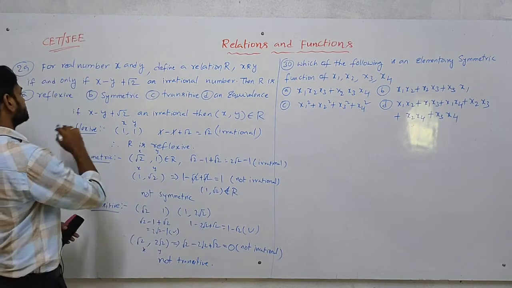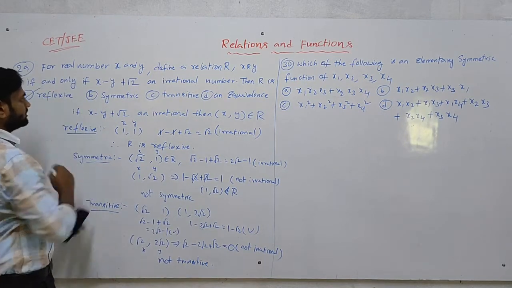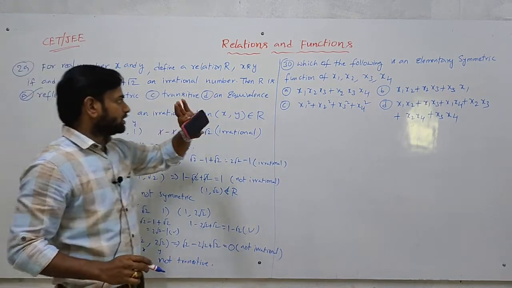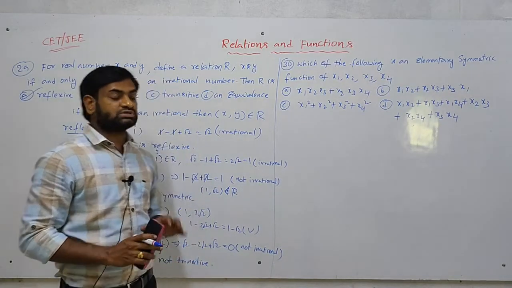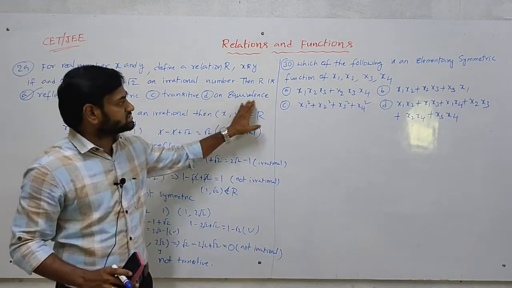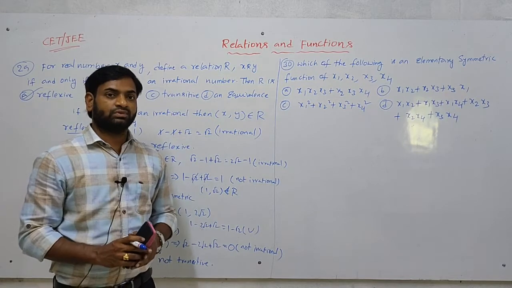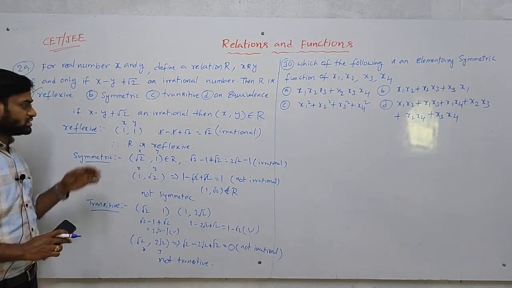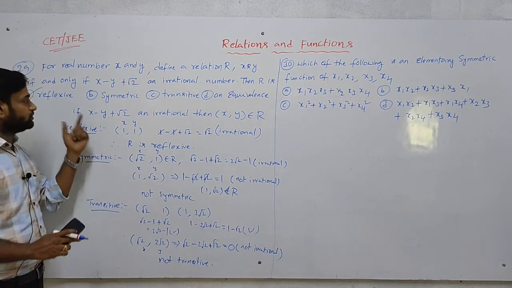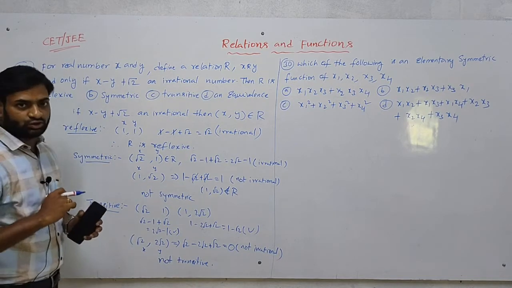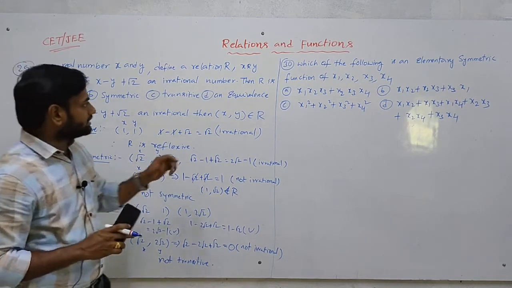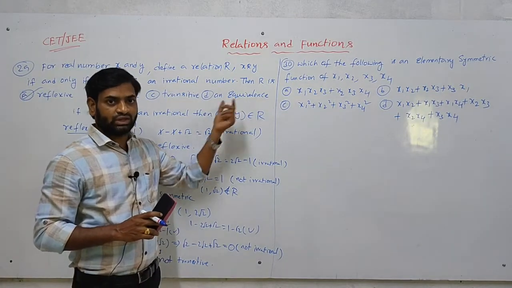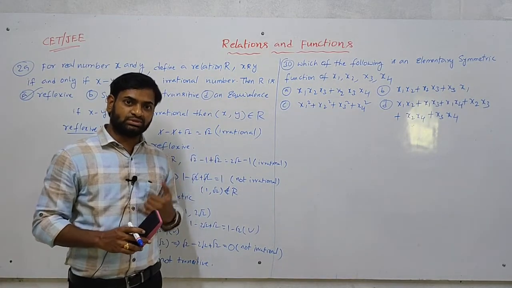Therefore, it is reflexive only. Not symmetric, not transitive, not equivalence. Suppose the options don't give equivalence, then go and check the remaining two, because at the start we got reflexive. You can take this one automatically. But here the given is equivalence. Equivalence means reflexive, symmetric and transitive.